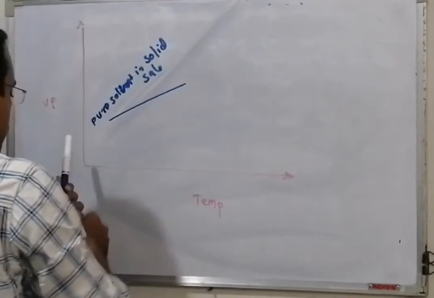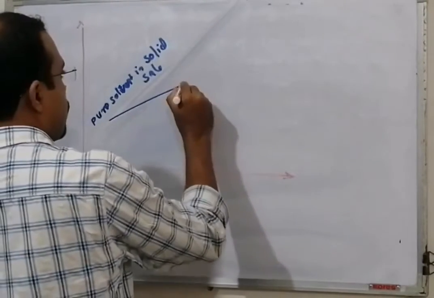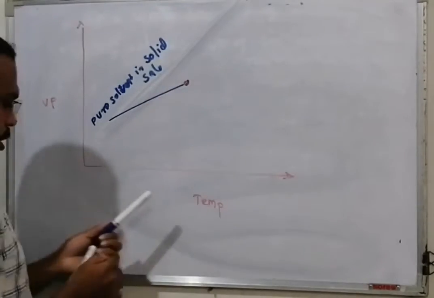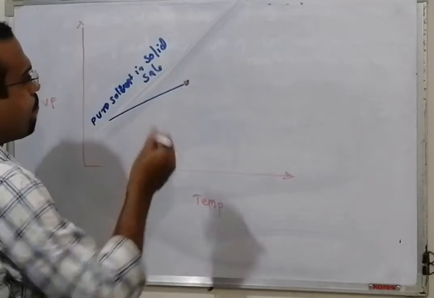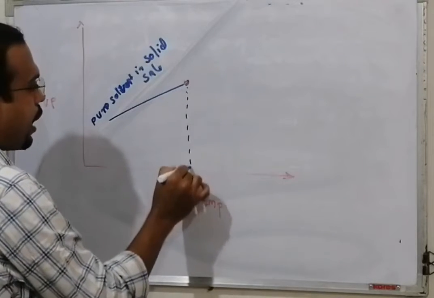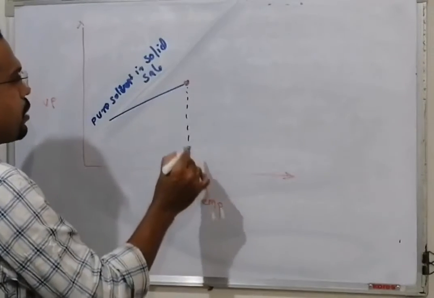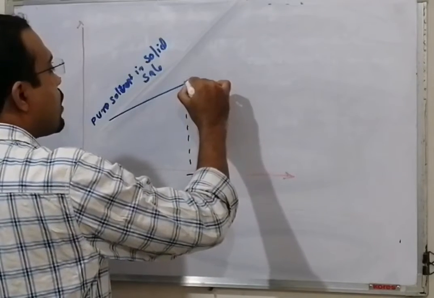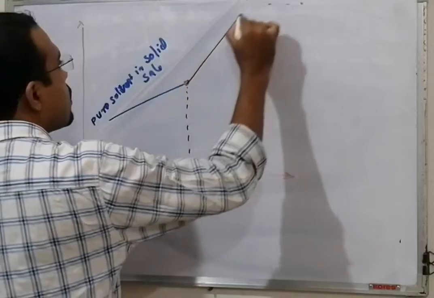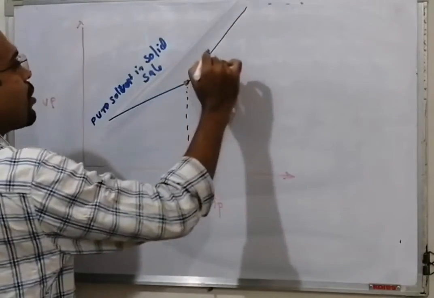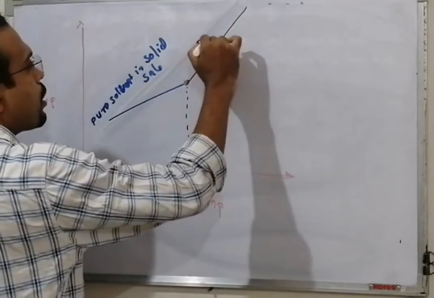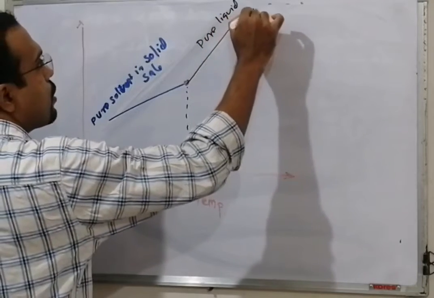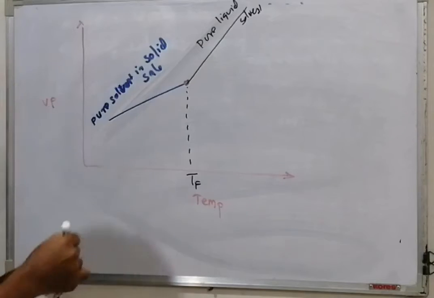This is called the freezing point, Tf, the freezing point of pure solvent. From that onwards, vapor pressure again increases when temperature increases, but it is just like this. You know why? Because this is pure liquid solvent. Therefore, the graph will have a different type.